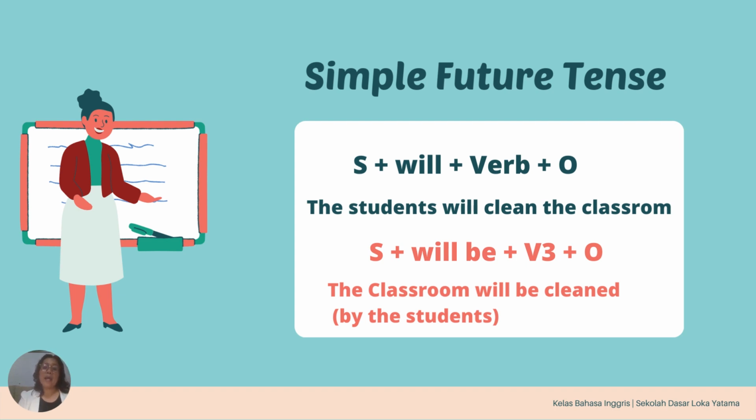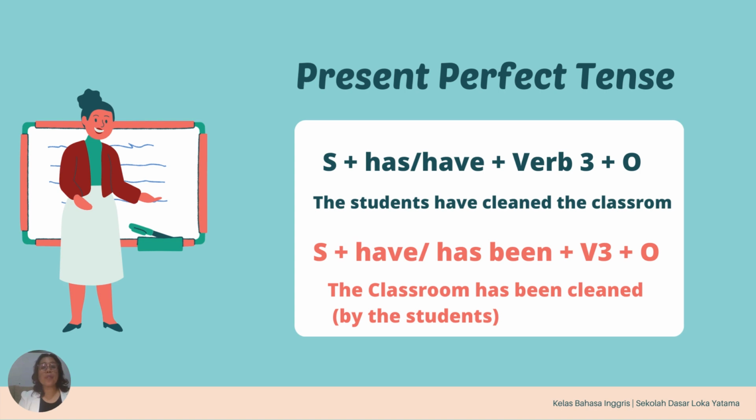Okay, and the next one, if we want to share the present perfect tense, subject plus have or has plus verb 3 plus object. The example of the sentence is the students have cleaned the classroom. Subject plus have or has been plus verb 3 plus object is the pattern of the passive one in present perfect tense. And the example is the classroom has been cleaned by the students.